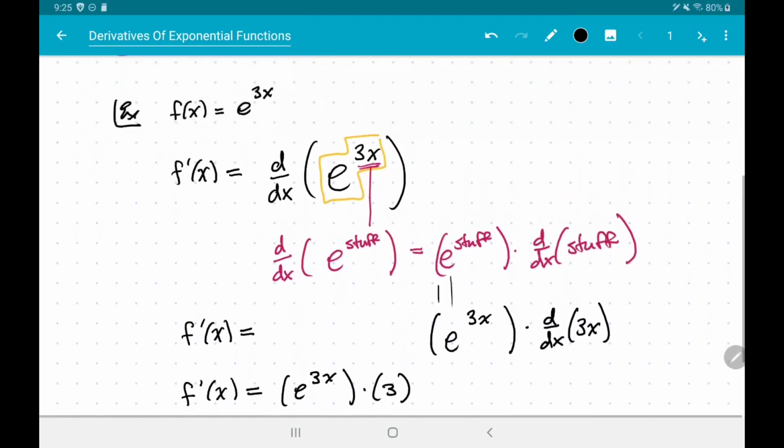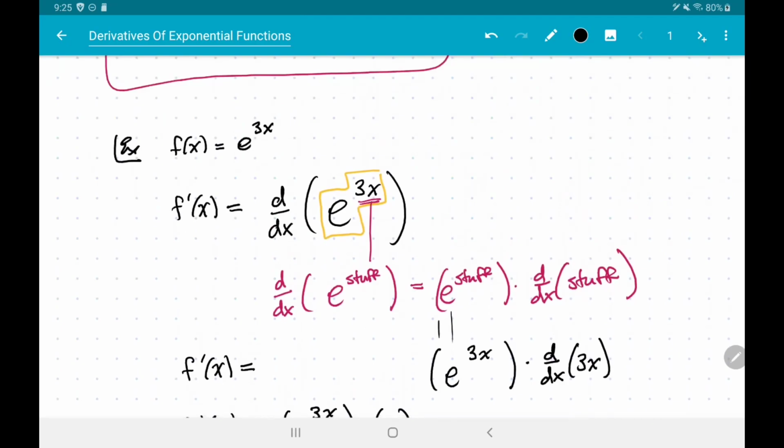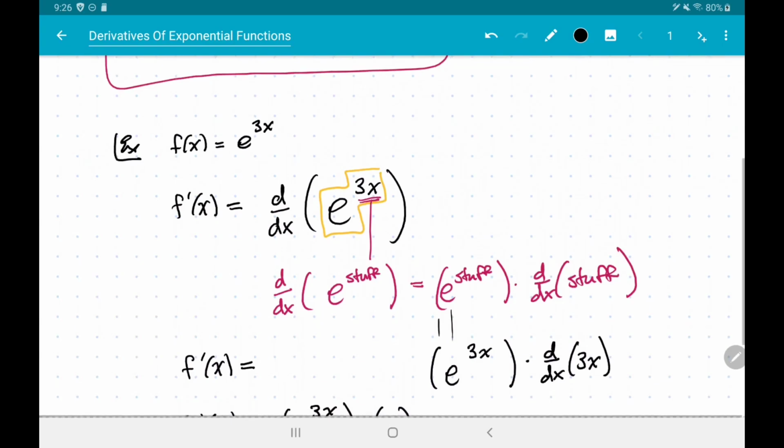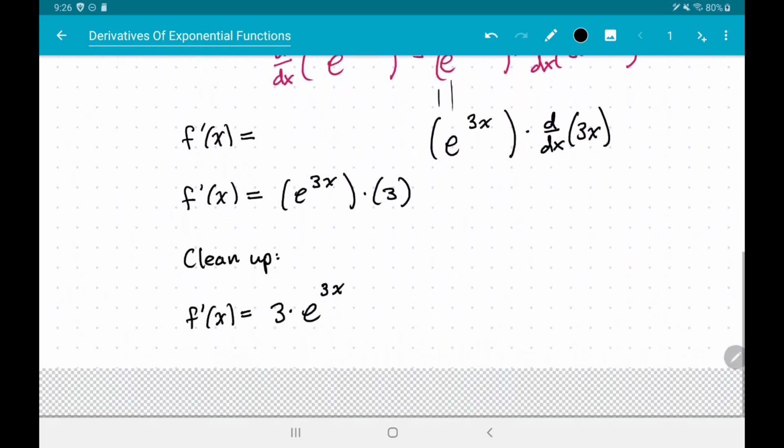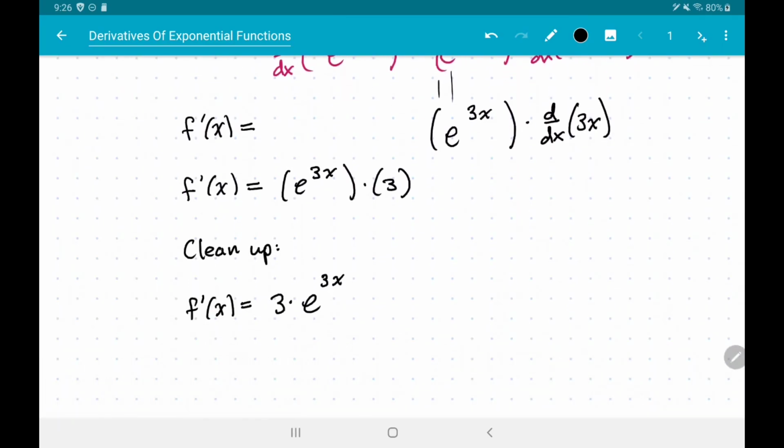So it's sort of uncomfortable. Why in the world would you sort of leave the exponential part unchanged? But that really is the correct rule. For f of x equals e to the 3x, the derivative f prime is e to the 3x times 3, or 3 times e to the 3x.